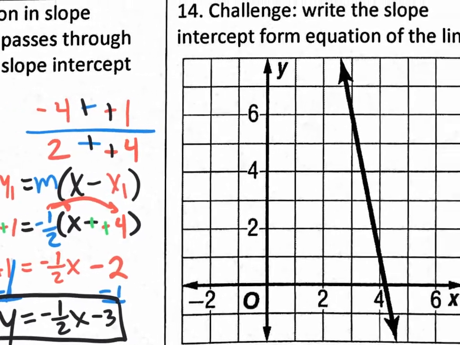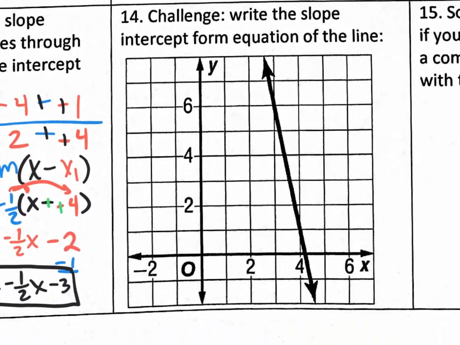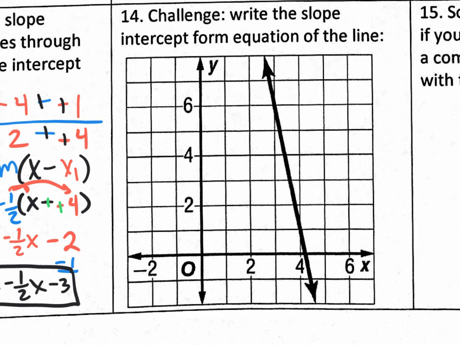Now this one is challenging right here, number 14. It says write the slope intercept form equation of this line. So if you had an m and if you had a b, you'd be able to write it in slope intercept form. So do we have an m? Yes. All you have to do is count rise over run, but you need to pick clean points. So you got to find a clean point. This is a clean point right here. Let's actually put a dot there. That's the coordinate 3, 6, if you can't tell.